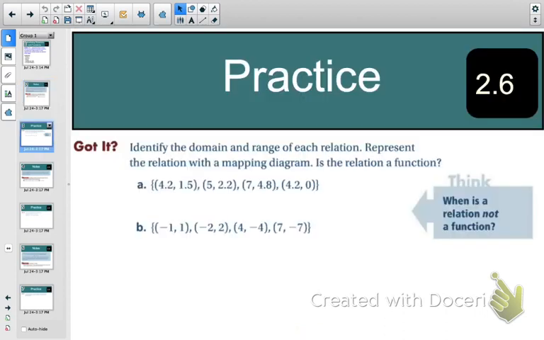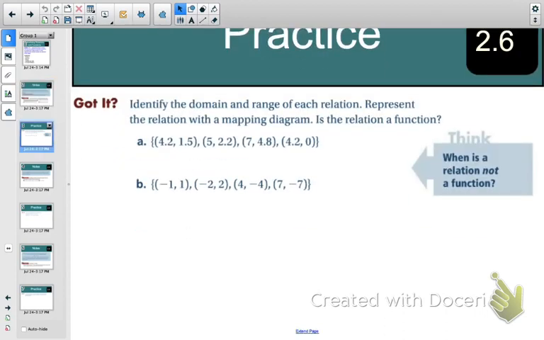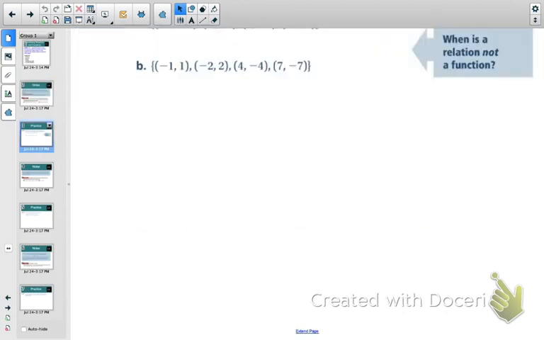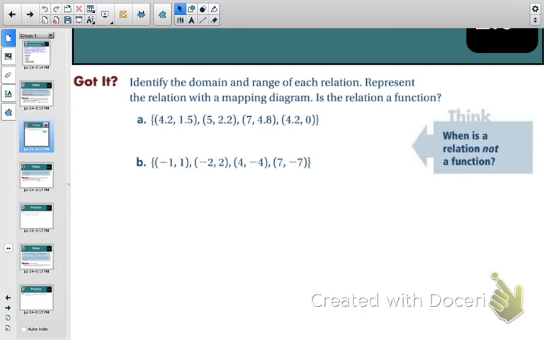So that's a mapping diagram. So I want you guys to try that on this one. List out each mapping diagram for A and B, and then determine if it's a function. Okay, go ahead and try that. Pause this. And 3, 2, 1, pause.